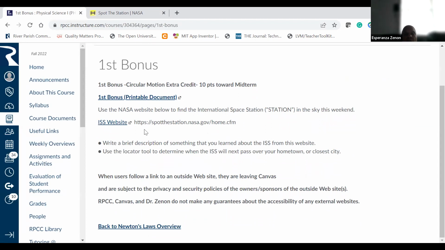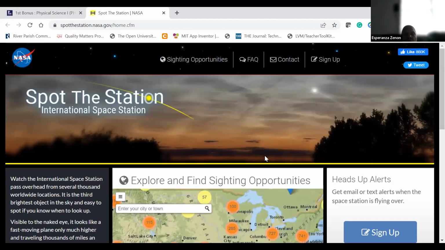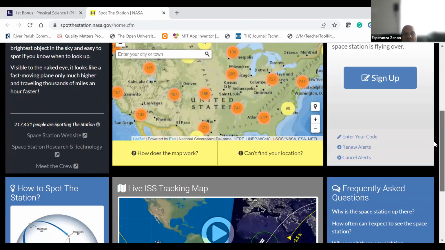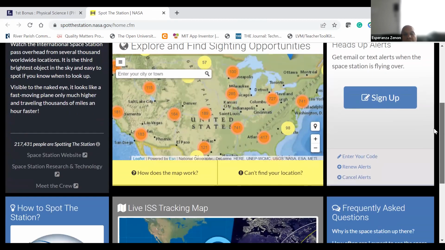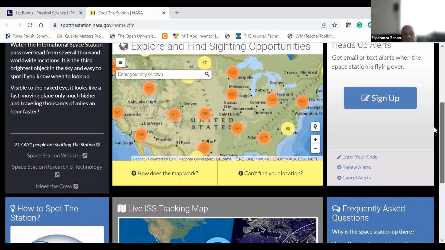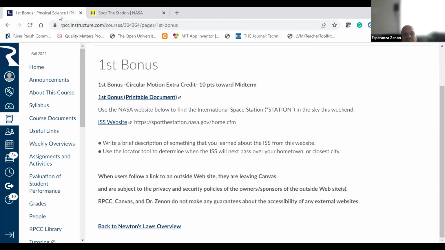And I want you to go out to this website that NASA provides and utilize it to find information regarding the International Space Station. So what kind of information do I want you to find? So go out to that website and write a brief description of something that you learned about the International Space Station from the website, whatever it is. There's lots of good information out here. You can go and click around, browse, and if you find something interesting, then you can share that with me.